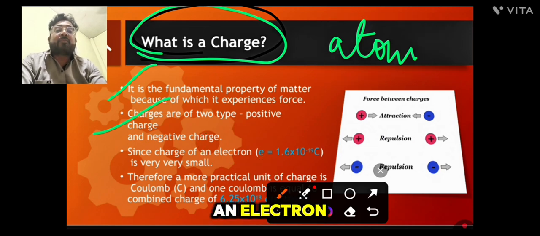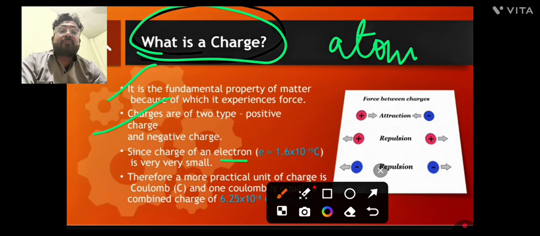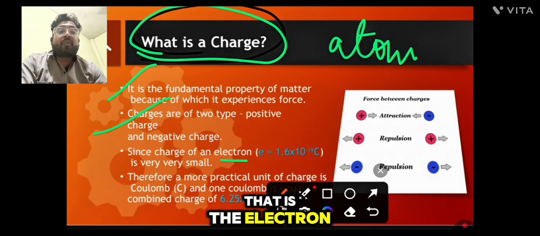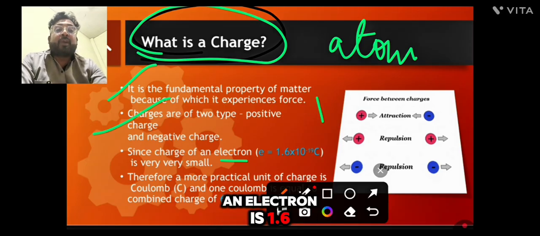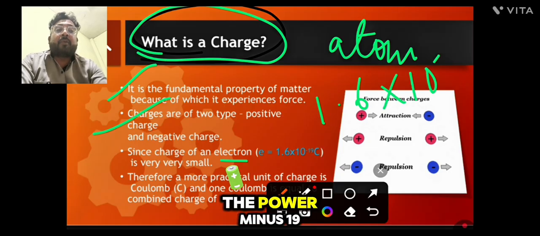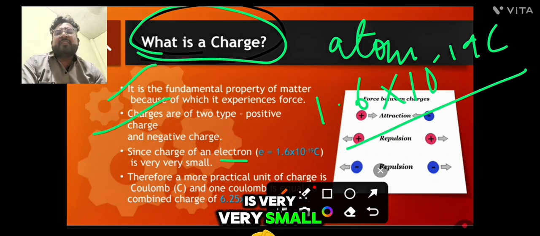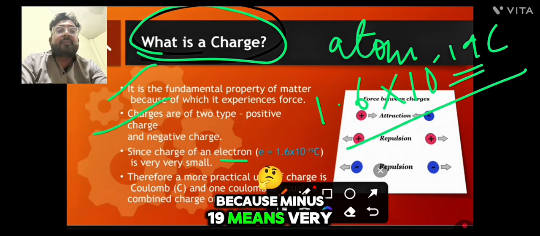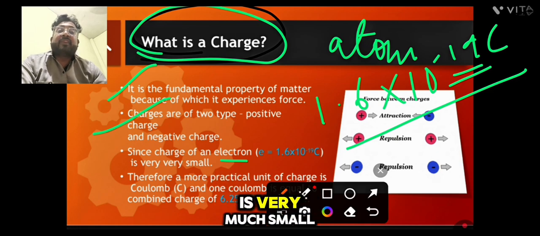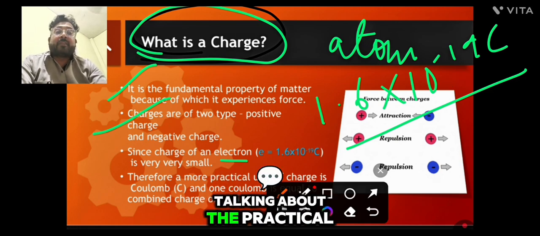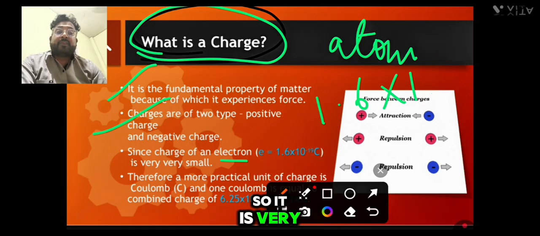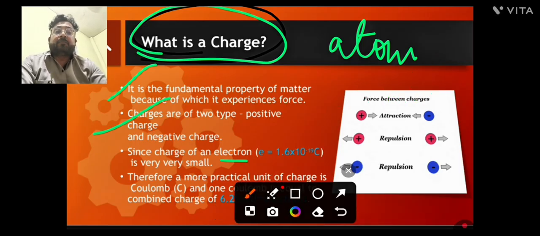And what is an electron? You can see this is the charge of an atom, that is the electron, and the charge of an electron is 1.6 into 10 to the power minus 19 coulomb. It is very, very small, because minus 19 means the unit is very small when we talk about practical life. Got it?